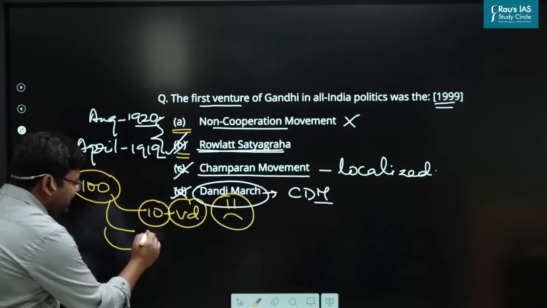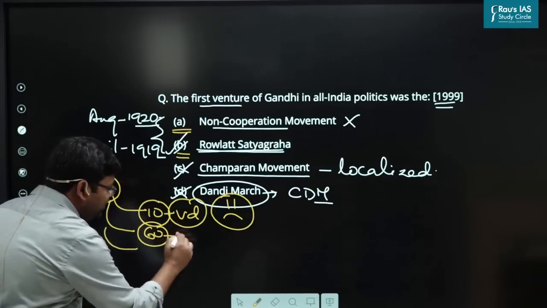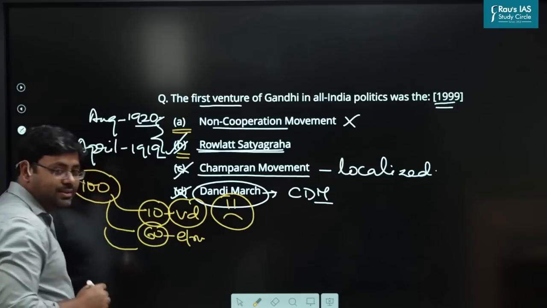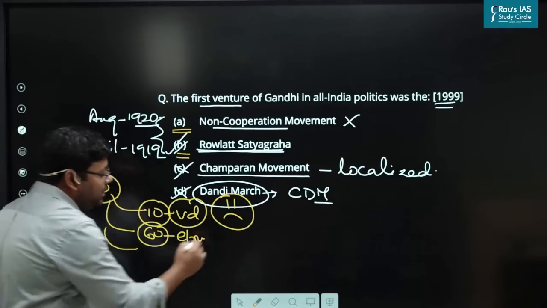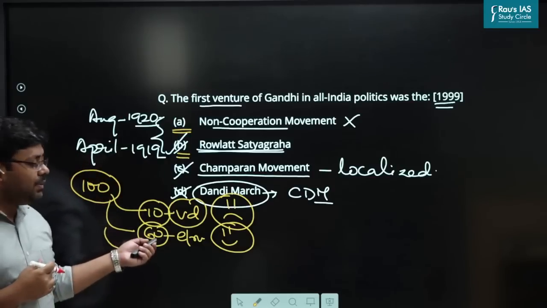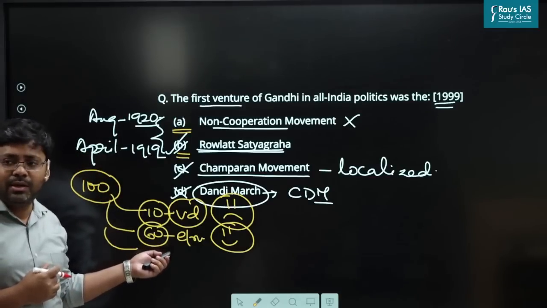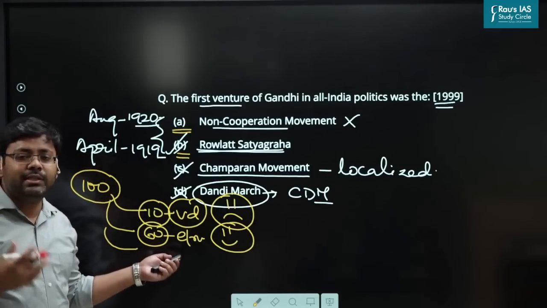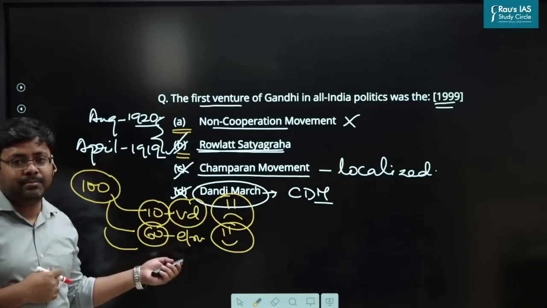Second category, 60% of the questions, they would be easy to moderate. Now this is the meatiest part of the paper, and if you want to clear the paper, you must attempt this part, around 60% of the questions which are easy to moderate questions.